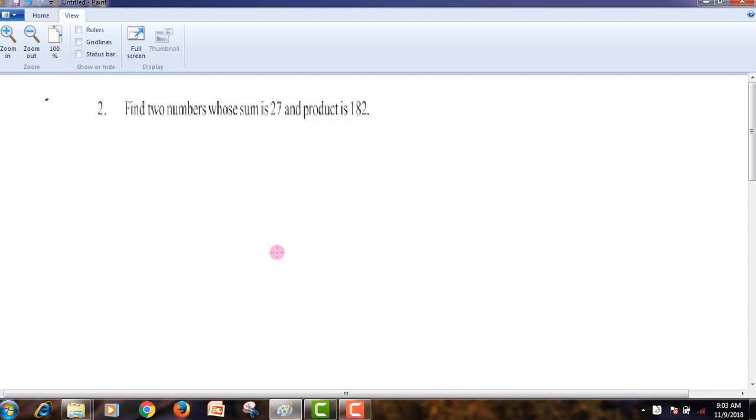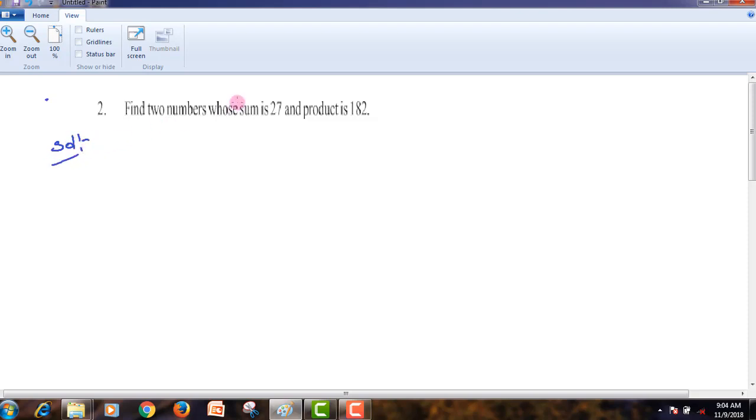Today we are going to discuss quadratic equations. In quadratic equations, exercise 5.2, the second problem is what we are discussing. Firstly, let us start with the question. Find the two numbers whose sum is 27 and product is 182. That means we have to find two numbers whose sum is 27 and product is 182. So, let us solve this.